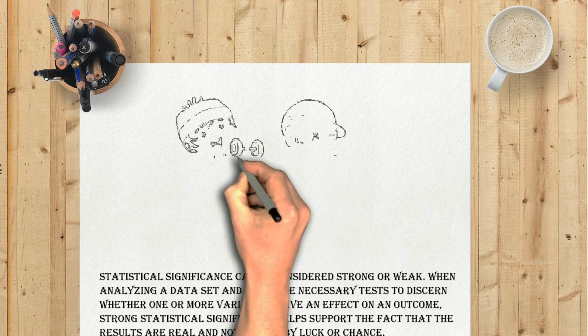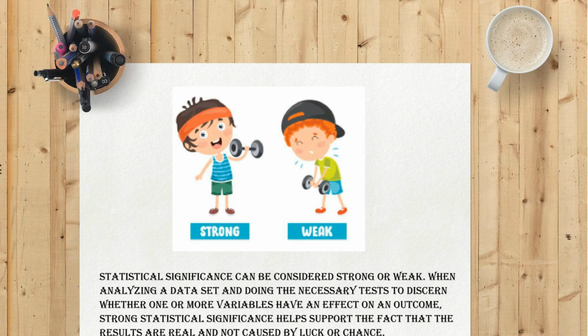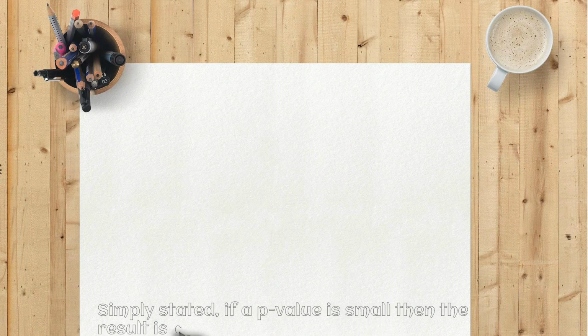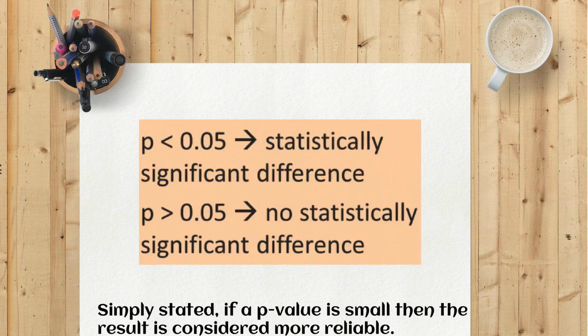Statistical significance can be considered strong or weak. When analyzing a data set and doing the necessary tests to discern whether one or more variables have an effect on an outcome, strong statistical significance helps support the fact that the results are real and not caused by luck or chance. Simply stated, if a p-value is small, then the result is considered more reliable.